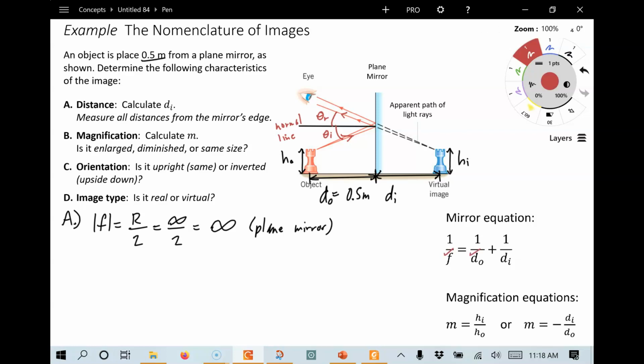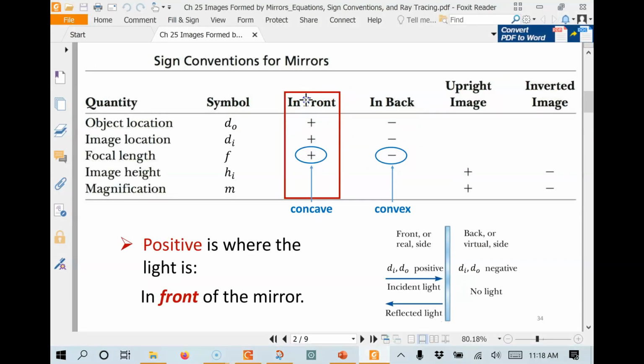We know what the object distance is. Well, we didn't check the sign yet, but if we go back and look, the object is in the front of the mirror. In fact, objects for mirrors will always be in the front, because if you're in the back, you can't have any reflection. The surface is on the front. So DO is positive.